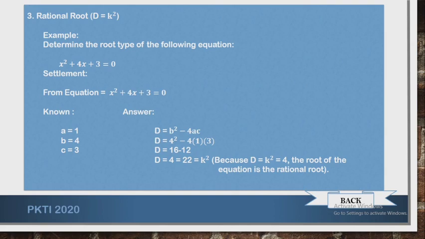3. Rational roots, where the discriminant equals k². For example, determine the root type of the equation x² + 4x + 3 = 0. Here a = 1, b = 4, c = 3. The discriminant equals 4² - 4·1·3 = 16 - 12 = 4 = 2² = k². Because the discriminant equals k², the roots of the equation are rational.